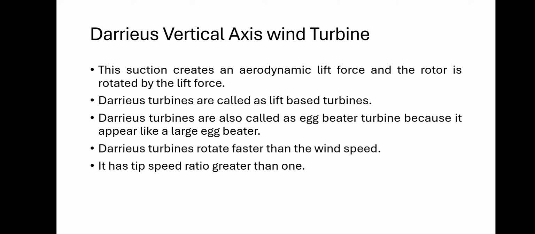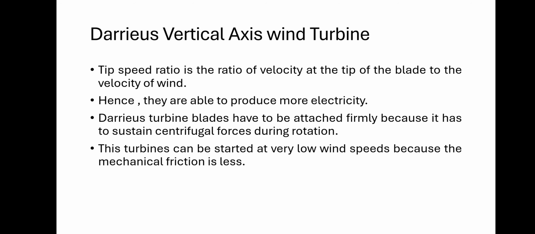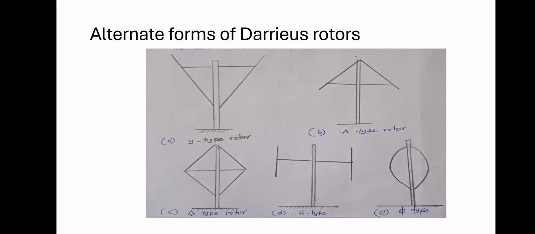Darrieus turbines rotate faster than the wind speed. They have a tip speed ratio greater than 1. Tip speed ratio is the ratio of the velocity at the tip of the blade to the velocity of the wind. Hence they are able to produce more electricity. Darrieus turbine blades have to be attached firmly because they have to sustain centrifugal forces during rotation. The turbines can be started at very low wind speeds because mechanical friction is less, whereas other vertical axis wind turbines have to be started with a diesel genset. There is no need of a diesel genset for starting the Darrieus vertical axis wind turbine.